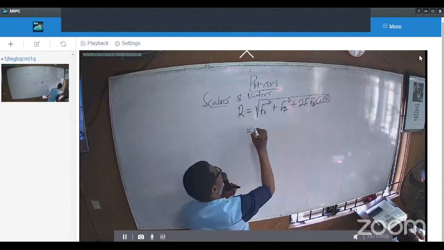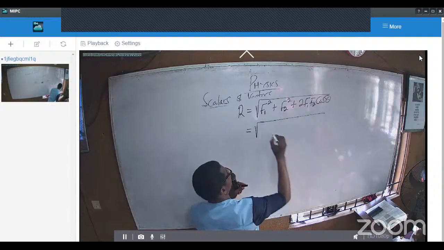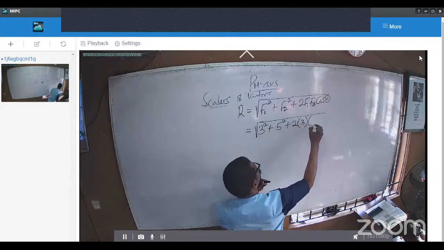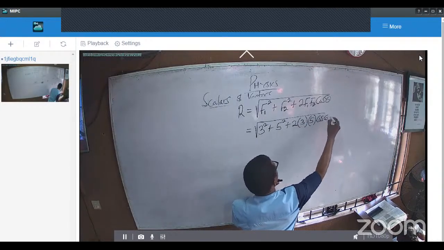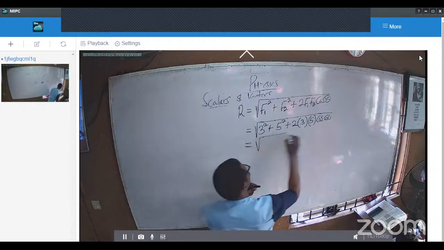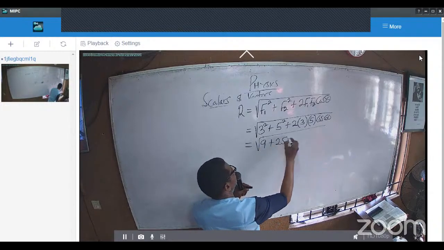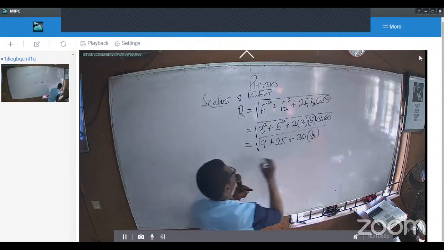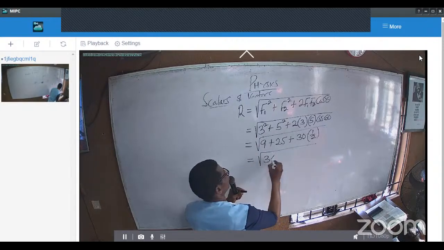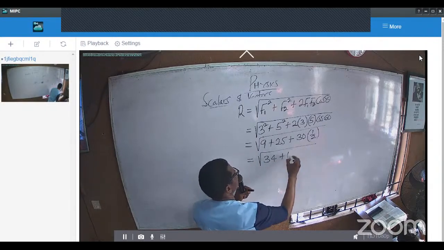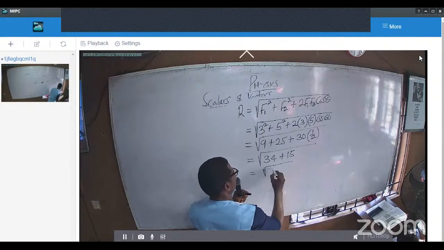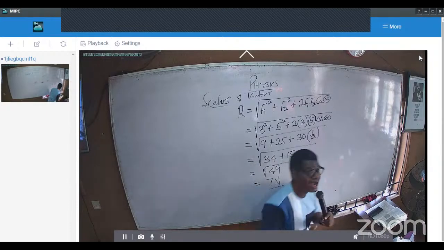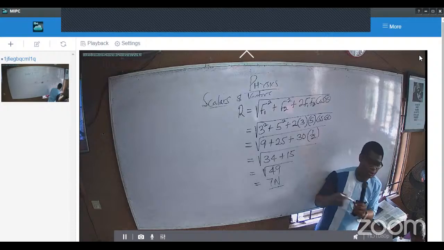What's the first vector they gave us? 3 squared. Second vector, 5 squared. 2 times 3 times 5, that's 30. What's cos 60? Half. 9 plus 25 is 34. Half of 30 is 15. What is 34 plus 15? 49. What's the square root of 49? That's the answer. 7 Newton. So when the angle is not 90, that's the formula to use.